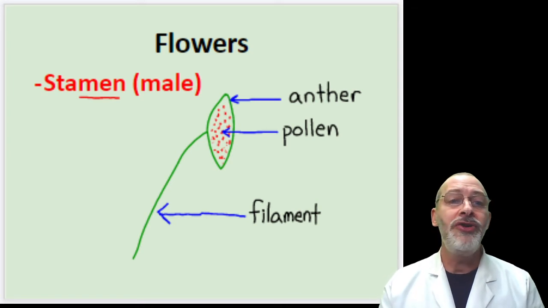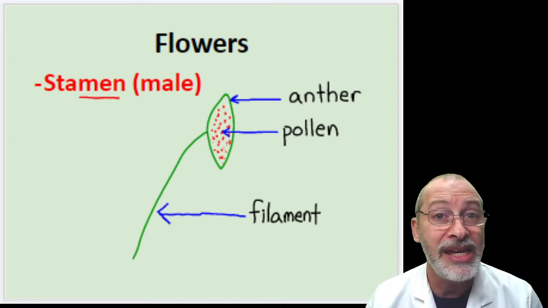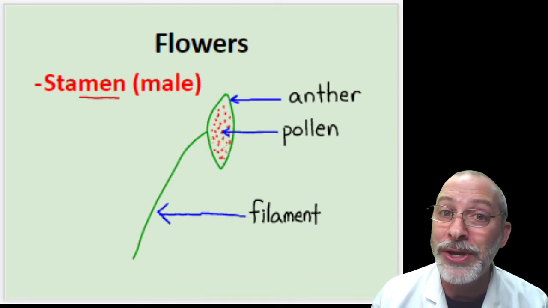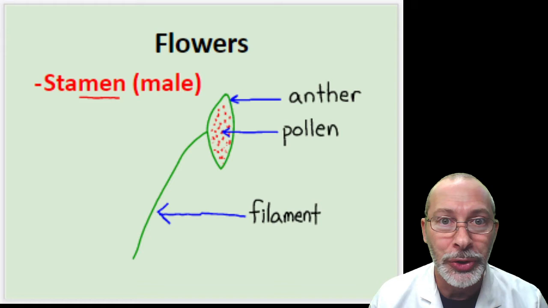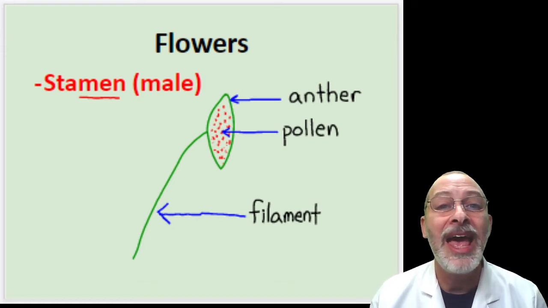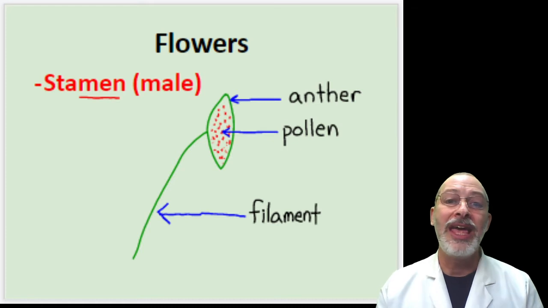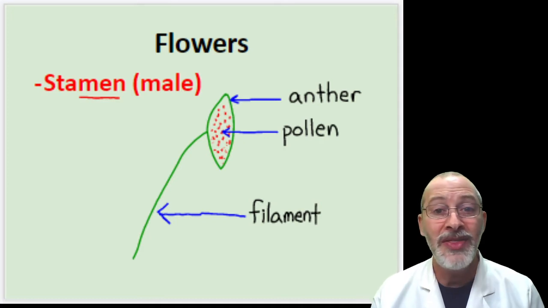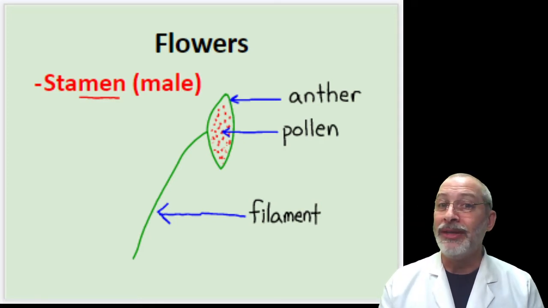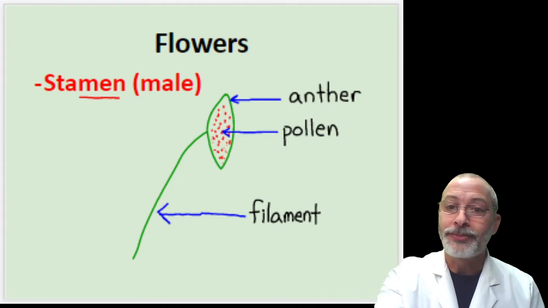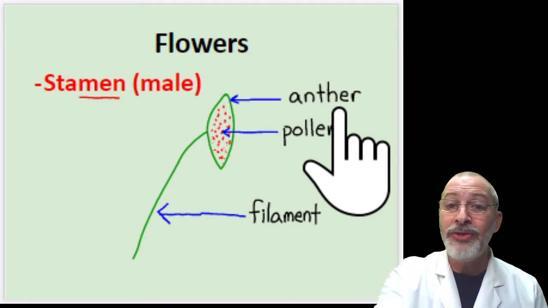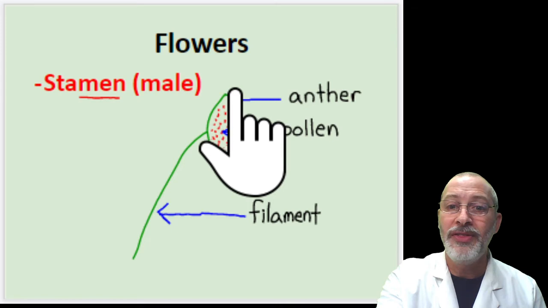Now, notice I've underlined the suffix men in stamen. Any idea why I've underlined that part of the word for you? Hopefully you'll do the same and use it as a memory aid. The stamen is the male structure. And on the stamen, as you are labeling the diagram in your notes, let's start at the top with the anther. The anther is the topmost part of the stamen.